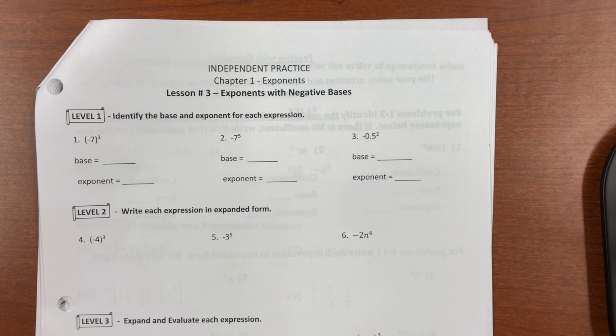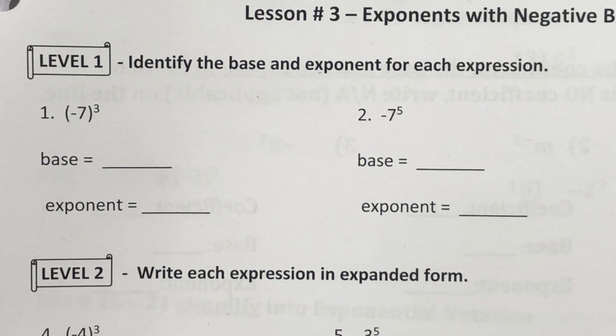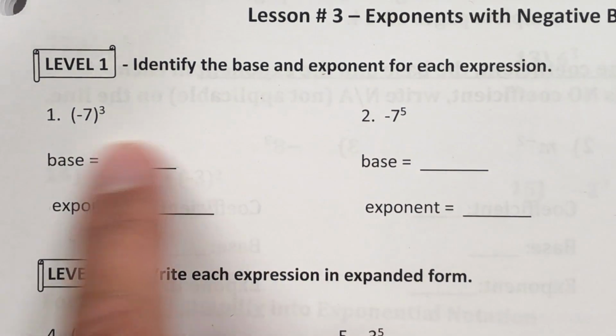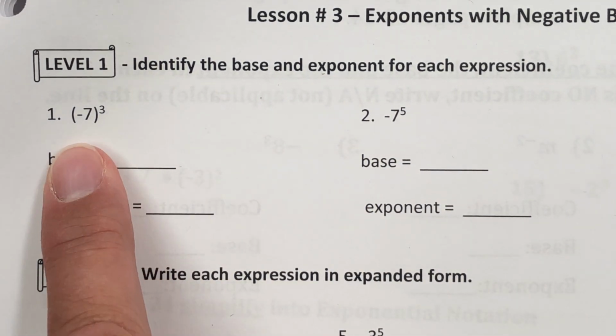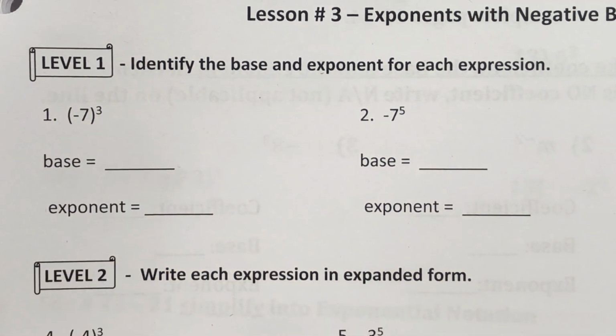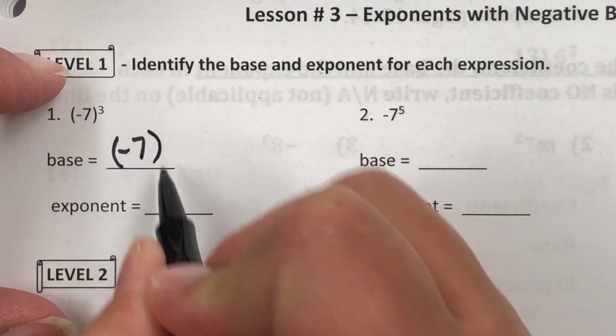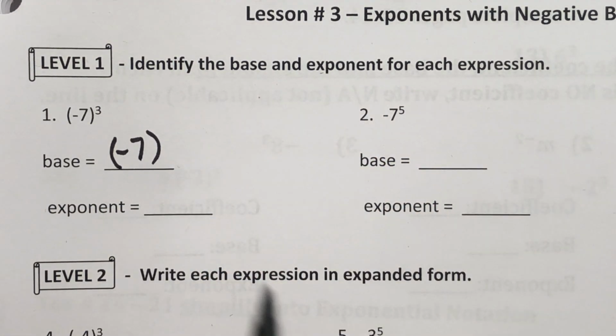The first problem has parentheses. So I'm going to make it nice and big so you can see it. And we've talked about parentheses and how important they are in math. Yes, they mean multiply, but the other thing they do is glue the negative sign to the base. Now these two problems look very, very similar. They both have what appears to be a -7, but this one has a base that is -7 because it has the parentheses around it, -7, and the exponent is 3.